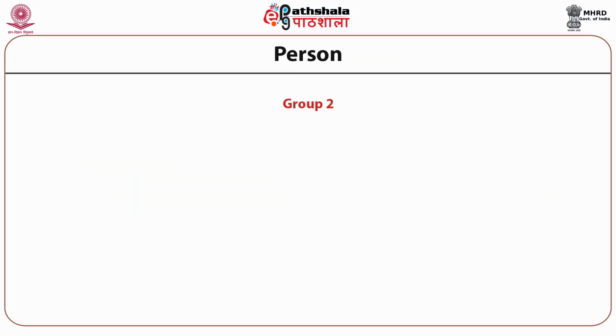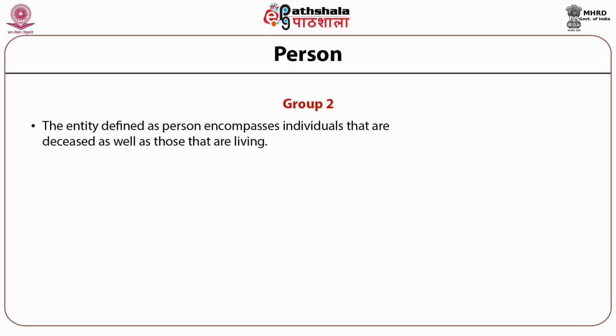Then relationship. The entity part is over, because I told you it is an entity relationship conceptual model. So, what about the relationship? Let me tell you regarding person. The entity defined as person encompasses individuals, both deceased as well as those that are living. Deceased means those who are not living; they have already died and are no more in this world. They are also treated as persons.